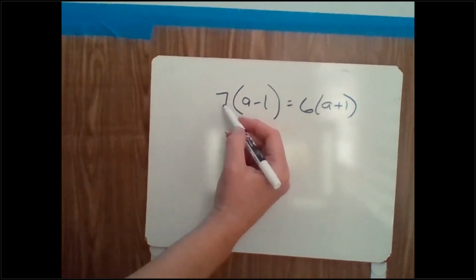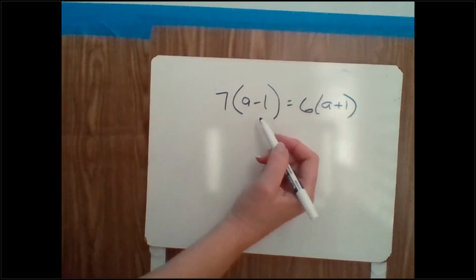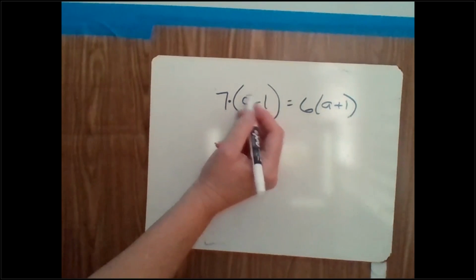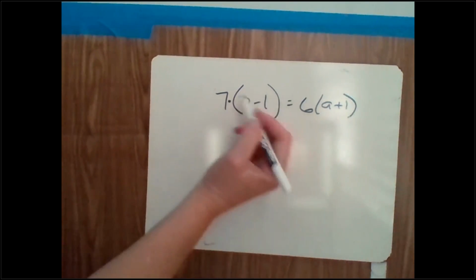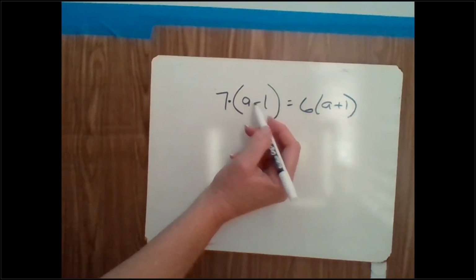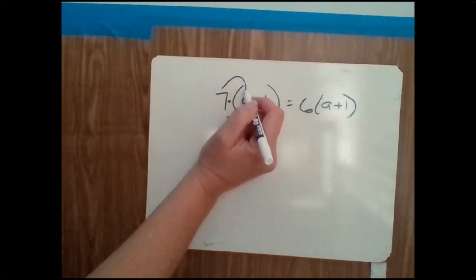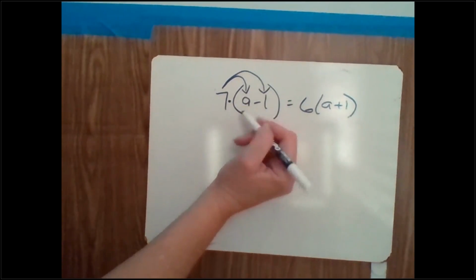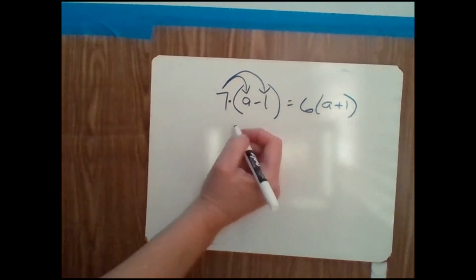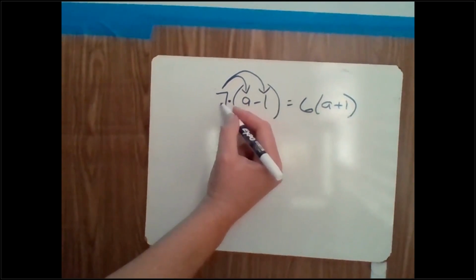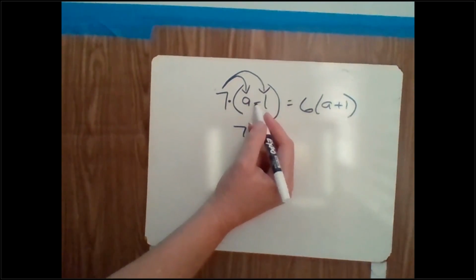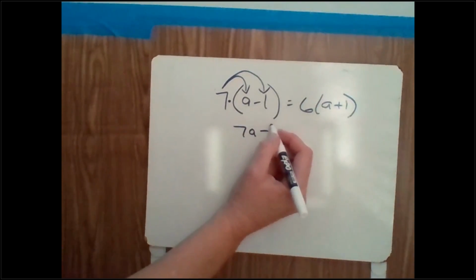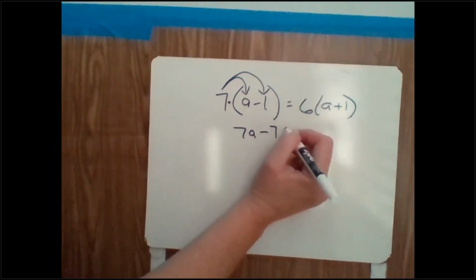Remember, with a number in front of a set of parentheses, we need to multiply everything in the parentheses by that number, not just the first term. So I like to draw arrows to remind myself I need to do the multiplication of both of those. 7 times A is 7A. 7 times -1, remember that subtraction sign sticks with the 1, is going to be -7.